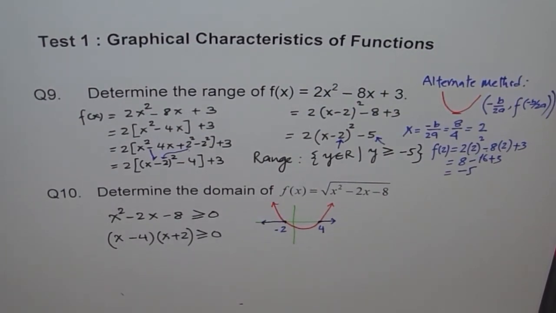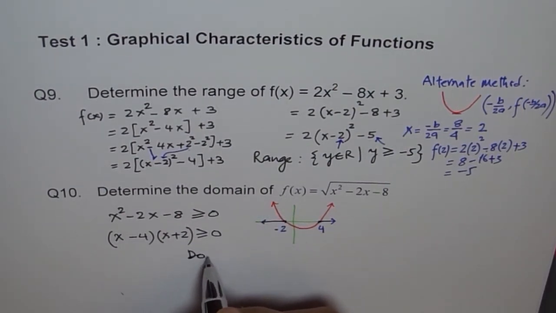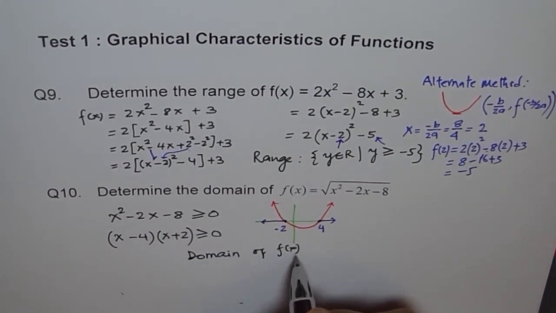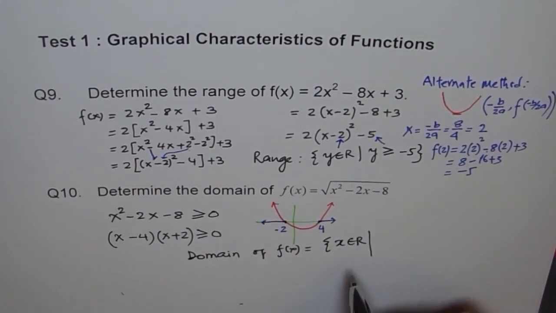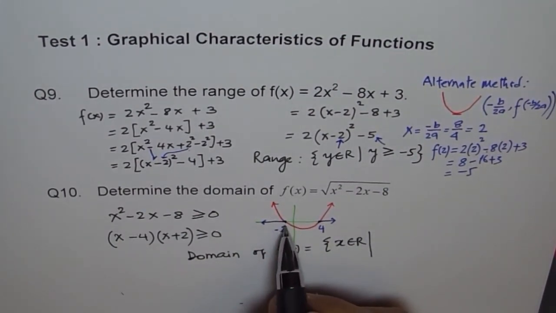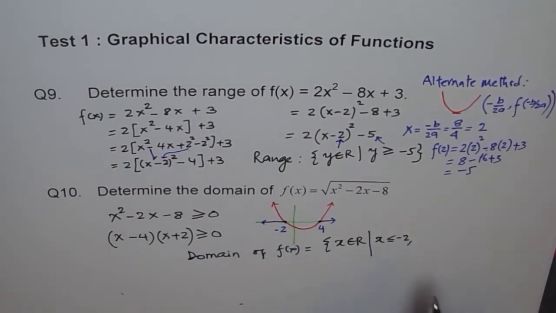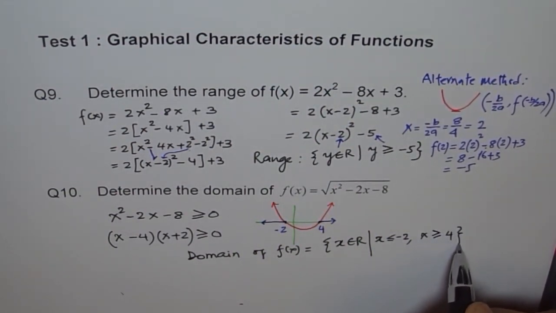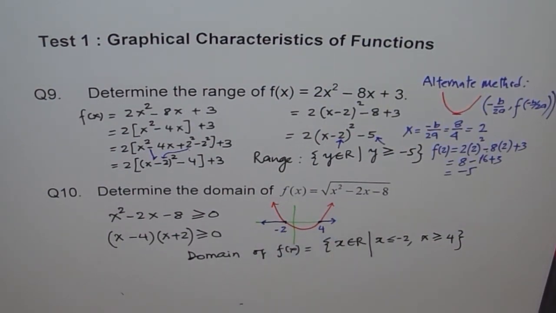Therefore, what is our domain? From here, we can write the domain of f of x is x belongs to real numbers, where x is either less than or equal to minus 2 or x is greater than or equal to 4. Do you understand? Because in between it is negative, and we cannot have a negative under the root.